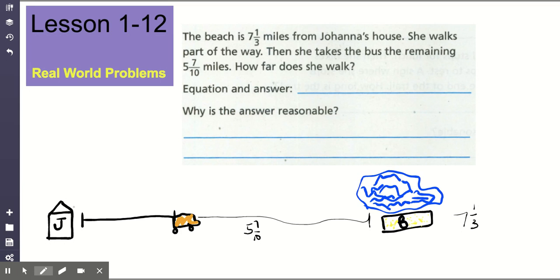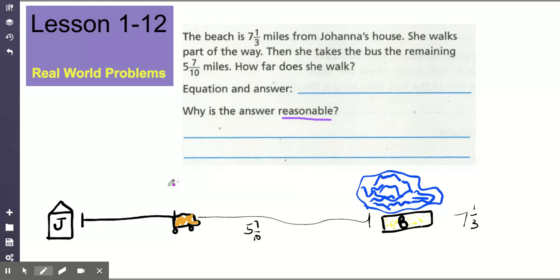All right, so we're going to be reading problems and we're going to be asked to figure out the equation and answer, and then we're going to check for whether or not our answer is reasonable. So for this part, we're just going to make an educated guess to see if our math was correct.